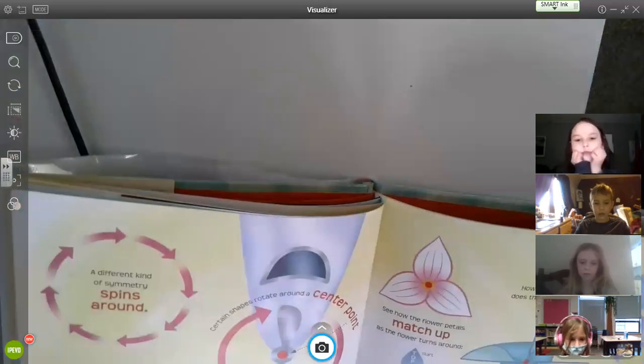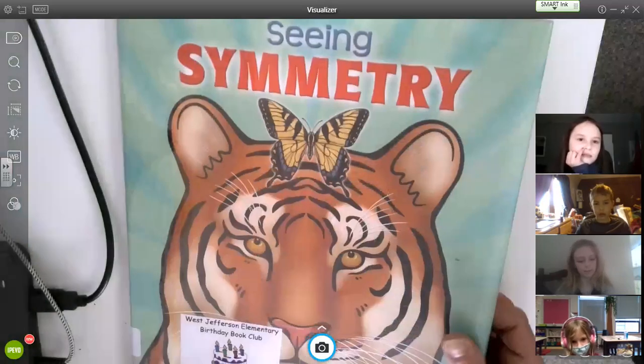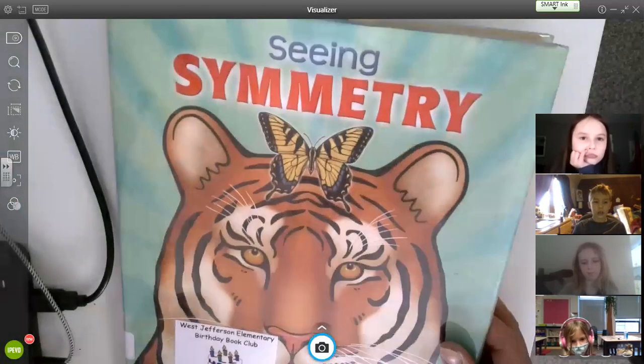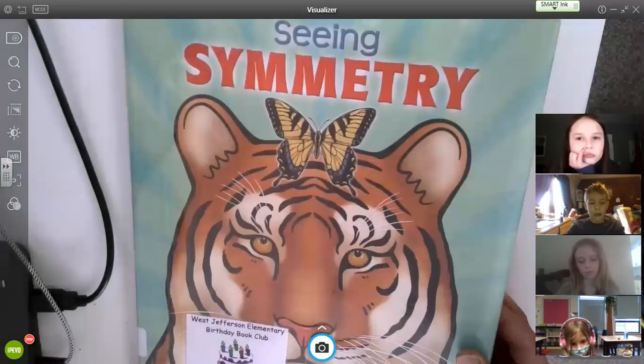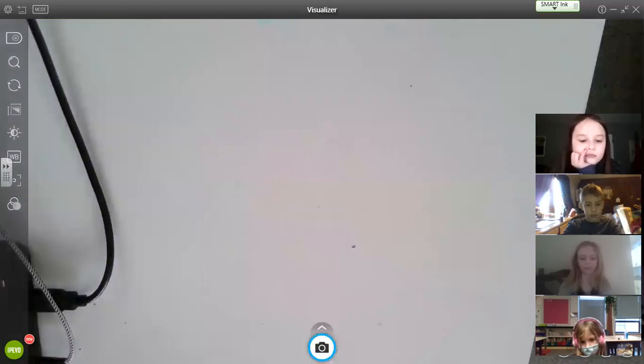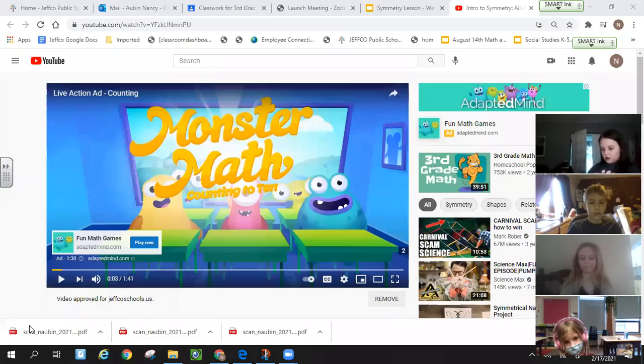Okay, so we're going to stop there because that is our part with reflection symmetry. There is rotational and all kinds of different symmetry. But for our purposes today, we're just going to look at that type of symmetry, reflection symmetry. Okay, so let's keep going.